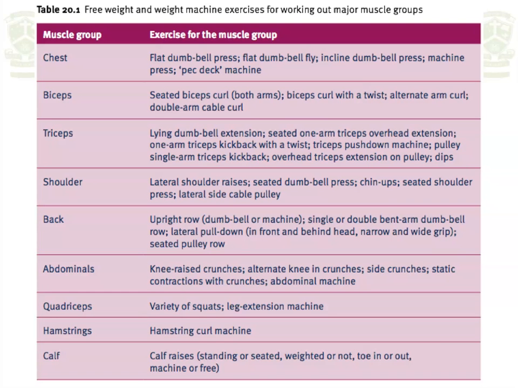Here's just some examples of exercises to work out various muscle groups of the body. You'll need to copy this in. You don't need to copy every single exercise, but just make sure you've got, apart from the hamstring curl down here and the calf raises, just make sure you have 2 exercises for each muscle group. Okay, and that'll just give you an idea of what needs to be done.